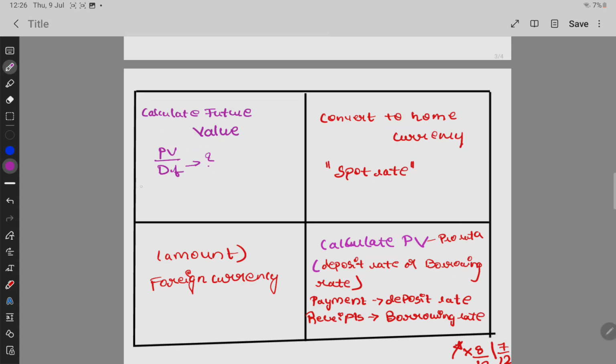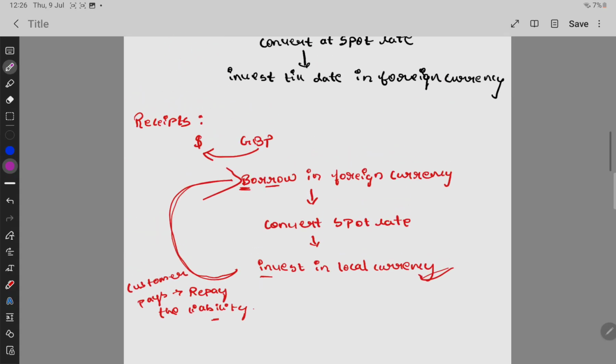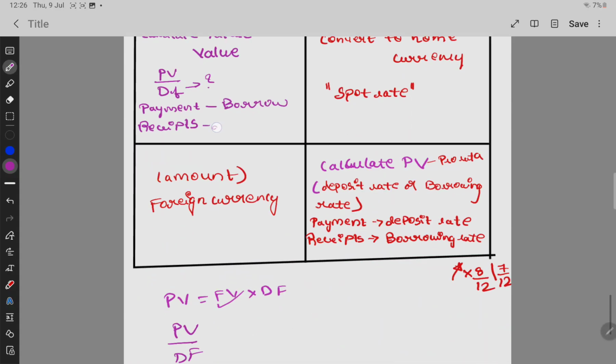Now we are talking about home currency. Correct. So, in payment situation, what do you do with your home currency? You borrow. In receipt situation, what do you do with your home currency? Come back, check. Home currency, local currency, what are you doing? Investing. So use the deposit rate. Simple. Deposit rate, just opposite to this. It's just what you are doing with that particular currency in your conceptual understanding.